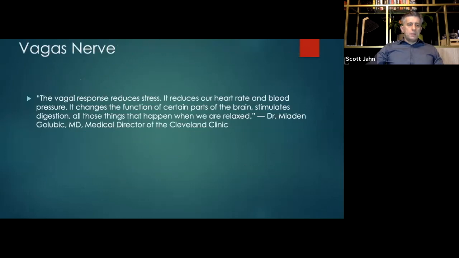Vagal response reduces stress. It reduces our heart rate and blood pressure. It's a parasympathetic nerve. We've heard of sympathetic, or fight or flight, and parasympathetic is what we call feed or breed.